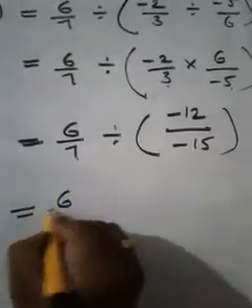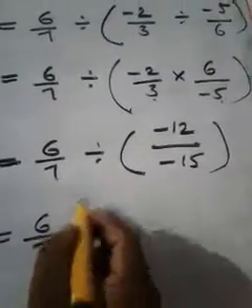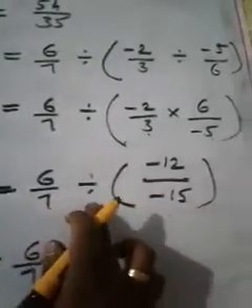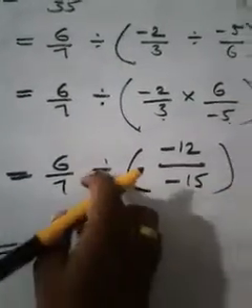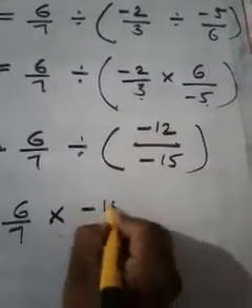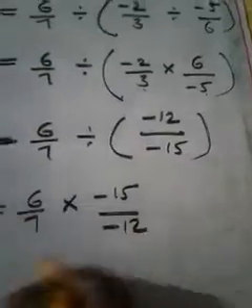Now just see 6 by 7. This division sign will become multiplication, because 6 by 7 is divided by another fraction, and we take the reciprocal of minus 12 by 15. What is that? Minus 15 by minus 12. You may have understood.